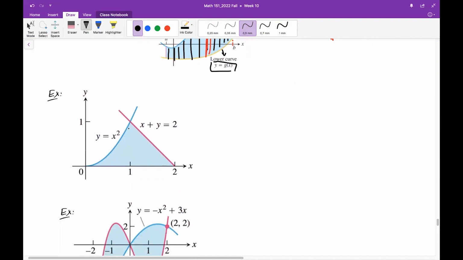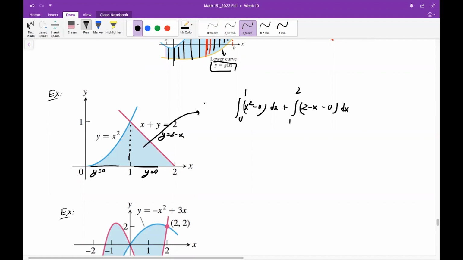So first example. We want to compute the area of the shaded region here. We need to divide it into two parts: from 0 to 1, the upper curve is x squared and the lower curve is, in fact, the line y equals 0, dx. Plus from 1 to 2, what happens? The equation of the upper curve is 2 minus x, minus, again, the lower curve y equals 0, dx. If you compute these two integrals and sum them up, it will give you this shaded area.